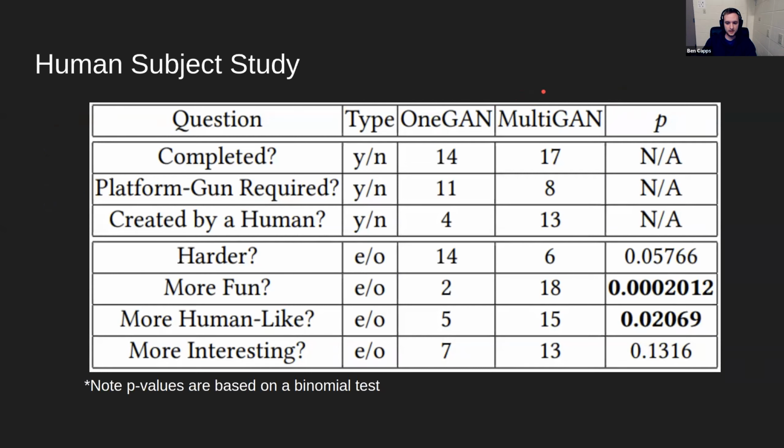And so we found that the majority of participants thought that the OneGAN levels were harder. An overwhelming majority of participants thought that MultiGAN levels were more fun. And a majority of them thought that MultiGAN was more human-like, and it was sort of a coin toss in terms of more interesting. And so we'll talk about why the responses are the way they are in just a second.